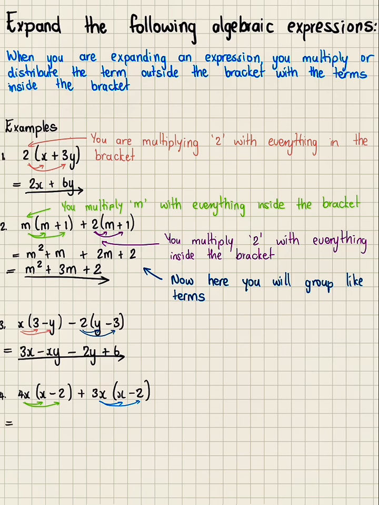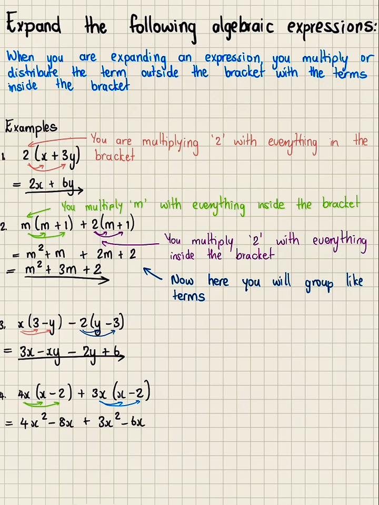So 4x times x is 4x squared. Remember, same base, you add the indices, okay? And then from there, 4x times minus 2 will give me minus 8x, okay? And then 3x times x, remember, same base, you add the indices. So 3x times x is going to give me 3x squared, okay? And then 3x times minus 2 will give you negative 6x.